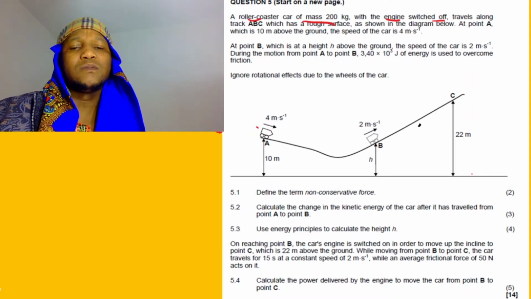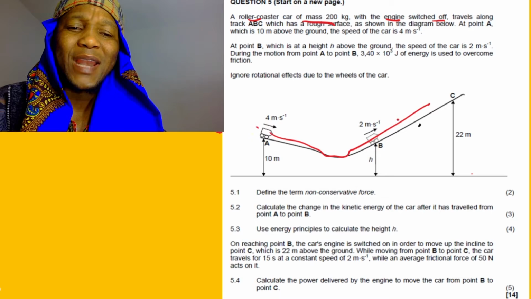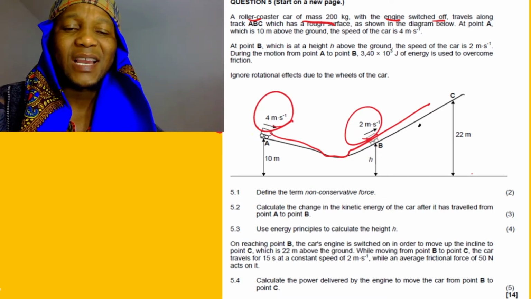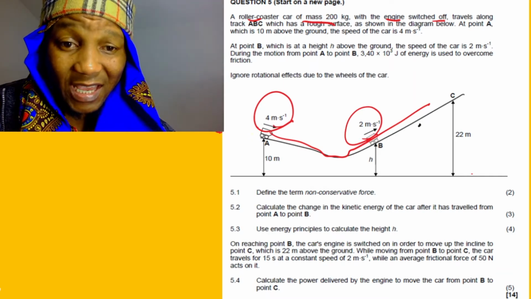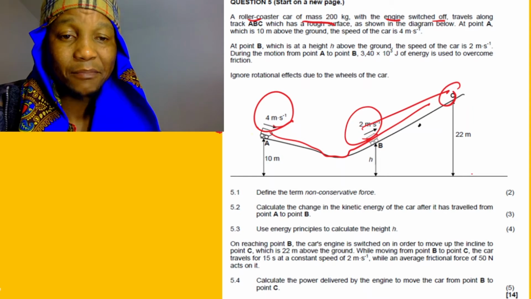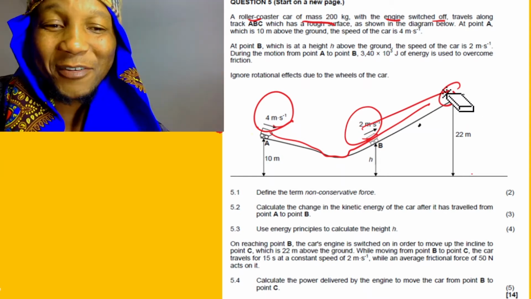Let it go. It started to go down now. But I don't think it's going to make it going up because it just went around the corner. You see, the speed was 4 and now it went to 2 meters per second, which means the speed had to decrease. So I don't think this car is going to go all the way to the top. Maybe you have to switch on the engine now. But let's read and see what they have to say.